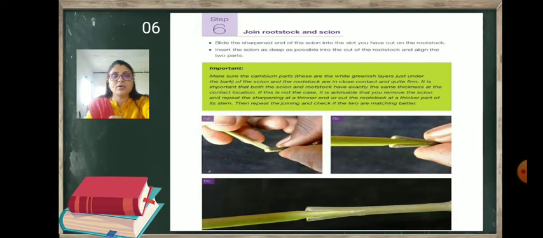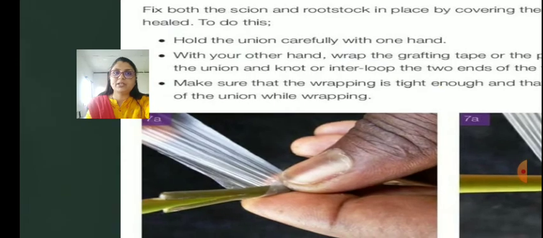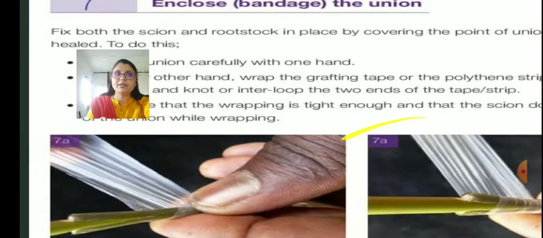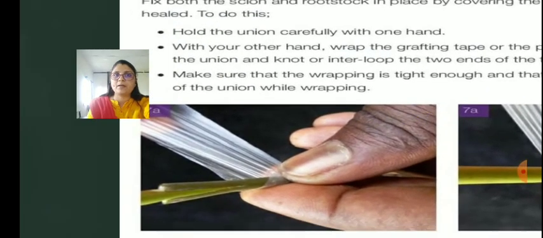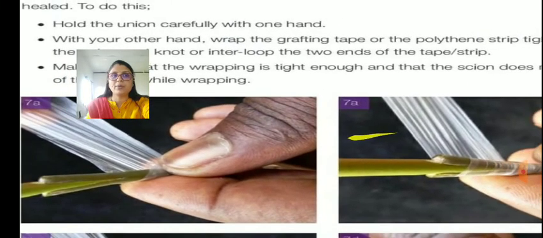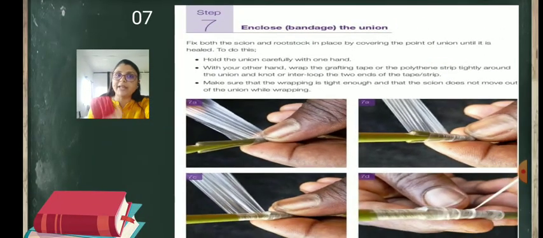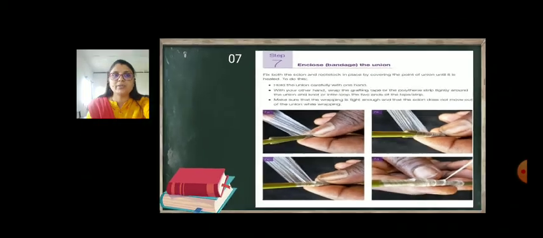Look at this, okay. Then enclose the union. You should bandage over that particular union, the joint of the rootstock and scion. How? Fix both the scion and rootstock, placing the covering over the point of union, okay. Hold the union carefully with one hand like this as shown in this picture, and with the other you should wrap the grafting tape, okay, or the polythene strip over that, okay. And the wrap should be tight, not loose, okay. That should be the thing here.